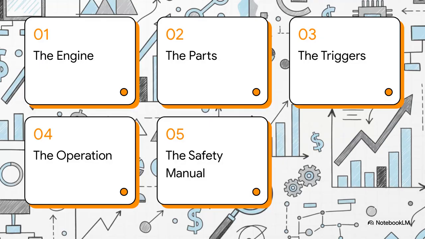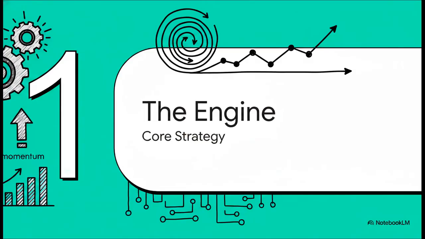Here is our quick roadmap for today. First, the engine. Second, the parts. Third, the triggers. Fourth, the operation. And finally, number 5, the safety manual. All right, let's jump straight into part 1, the engine.